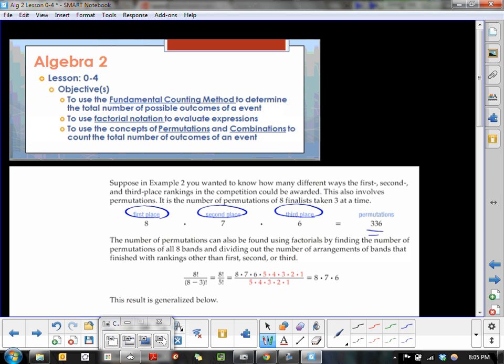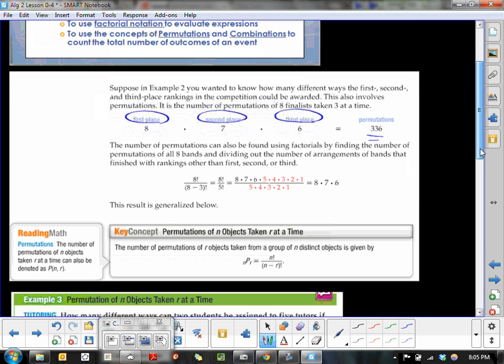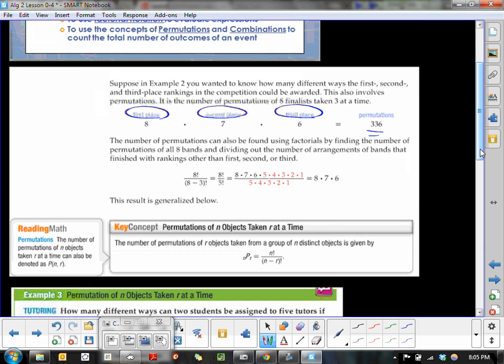And we can calculate this a different way, and this is where they bring in our factorial notation that we talked about a little bit. They give us another way of calculating these results. What we can do is use our factorial notation to help us generalize our results. The number of permutations can be found by using factorials, by finding the number of permutations of all 8 bands. So if we gave 8 places to 8 bands, we'd say it's 8 factorial, n objects taken n at a time. But we don't want to give all 8 places, we only want to give 3 places.